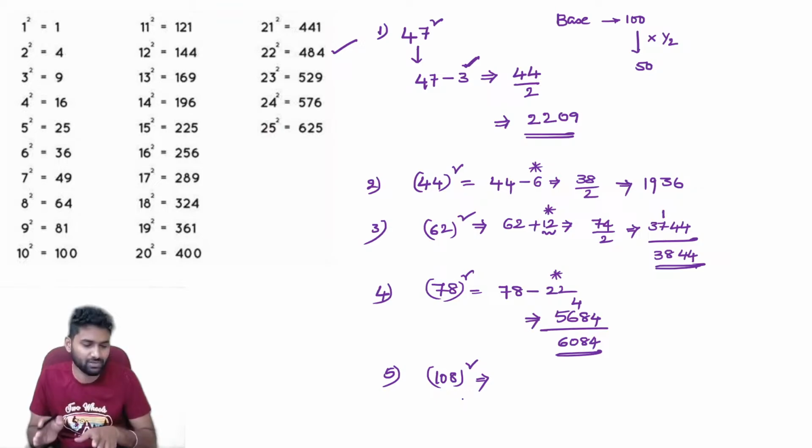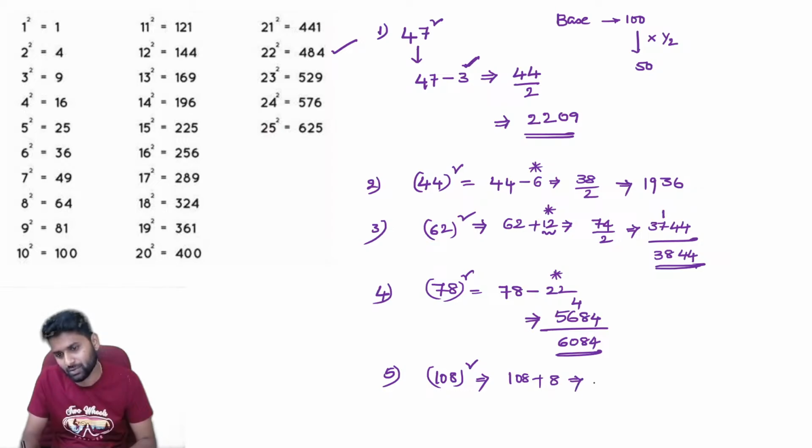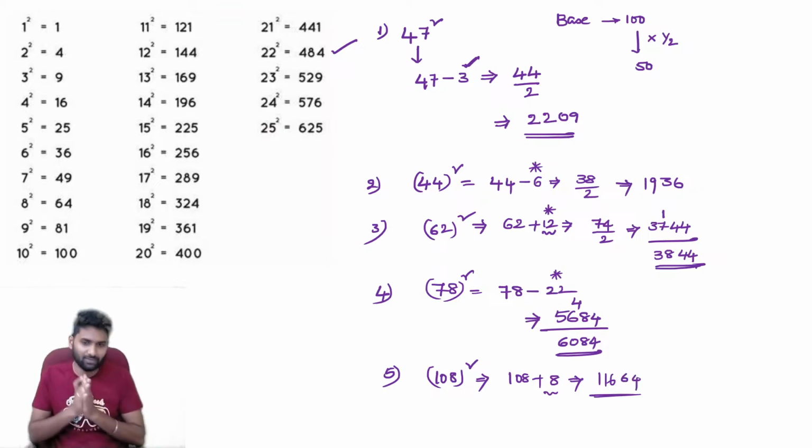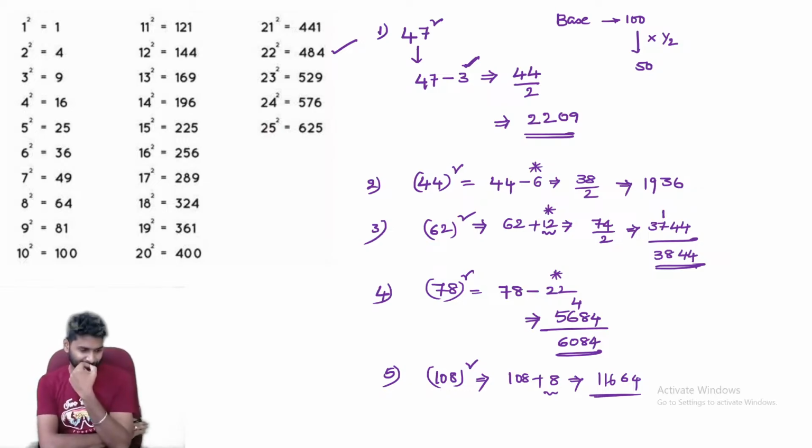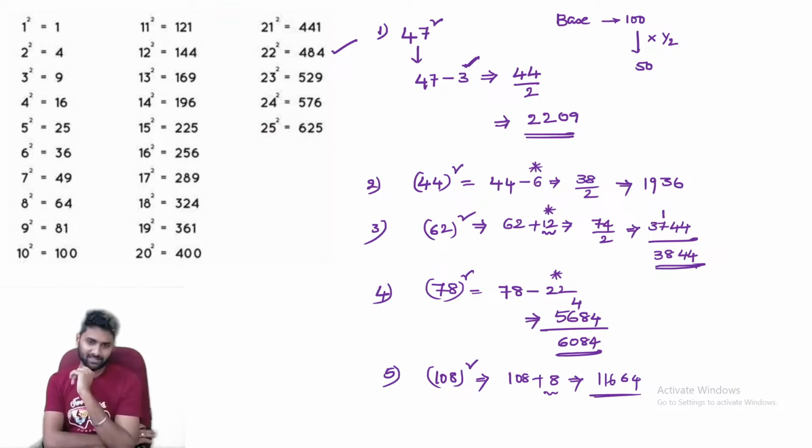Now, same approach. 108 is more than 100 by 8 units. Now you have to add: 108 plus 8 is equal to 116. Now we are adding 8 units, which means the square of 8, which is exactly equal to 64. It's clear? 11664. Yes, Satyanarayana, what's your doubt? Very good. Now, 11664 is the correct answer.